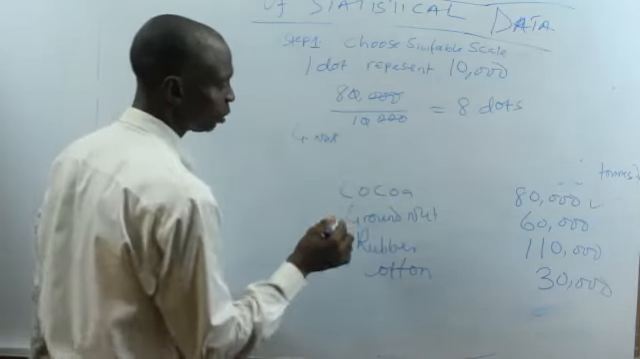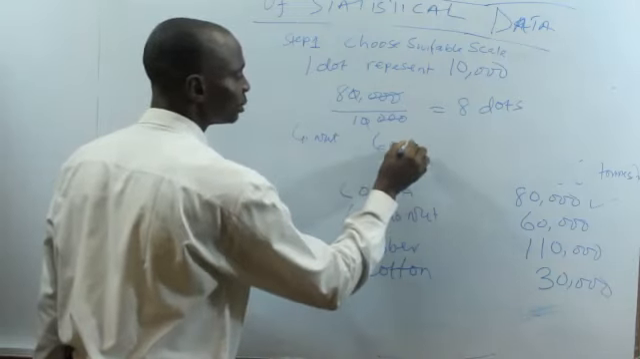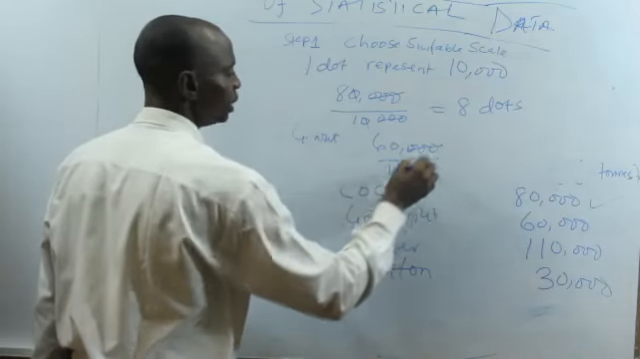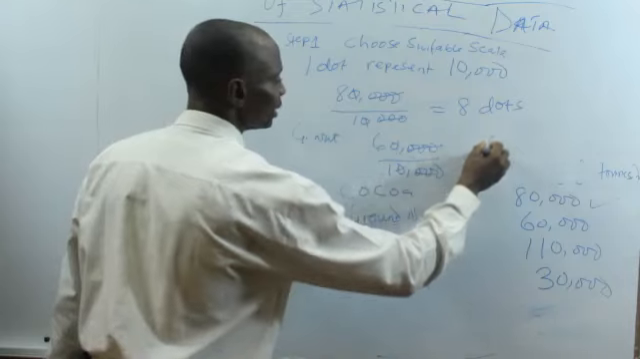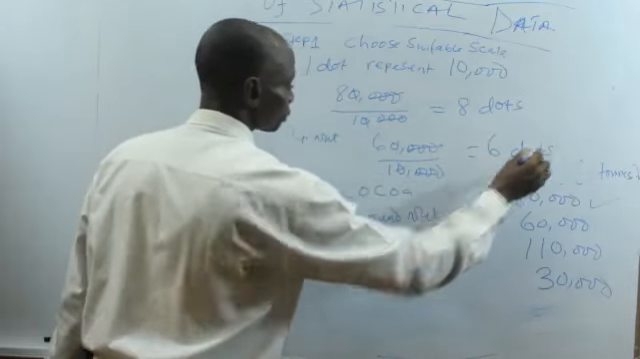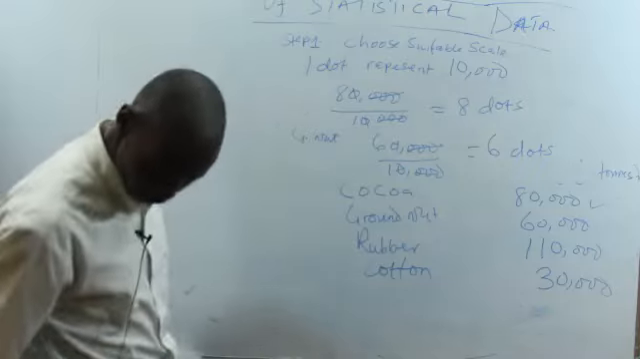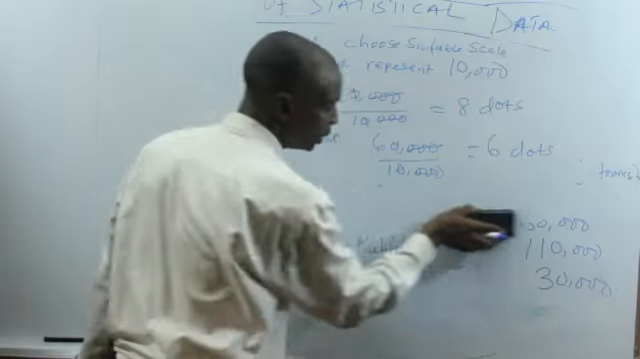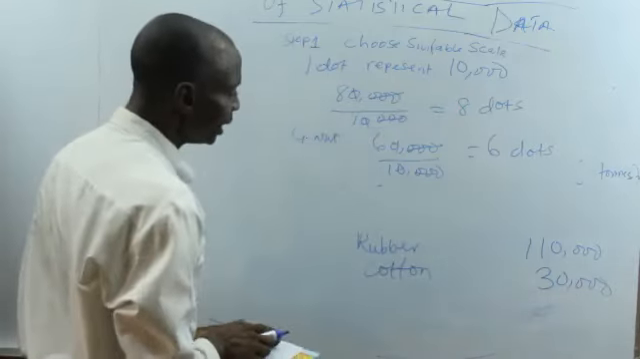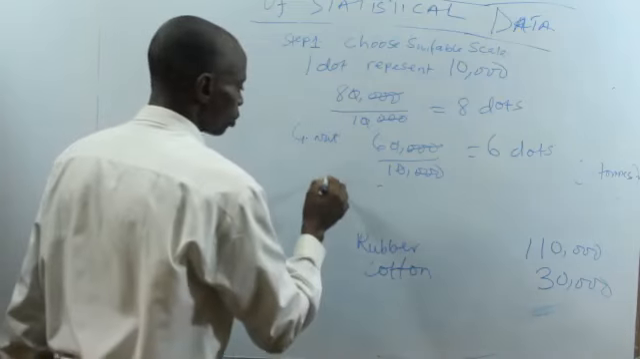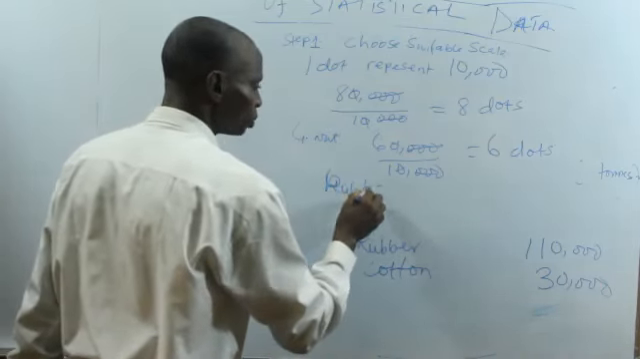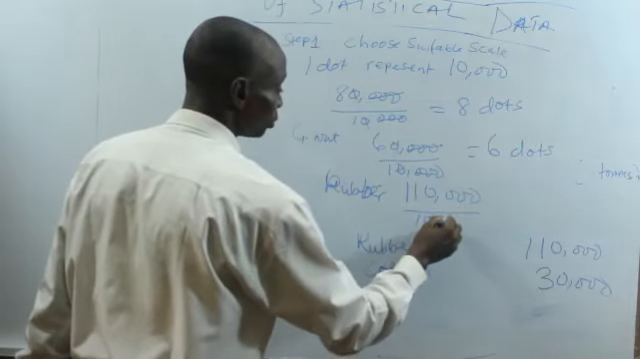Now let's go to granite. Granite, we have 60,000 tons. It will now be 60,000 divided by 10,000. What will it give you? It will give you 6 dots. Then we are finished with granite. Then let's come to rubber. Rubber is how many tons? 110,000 over 10,000.